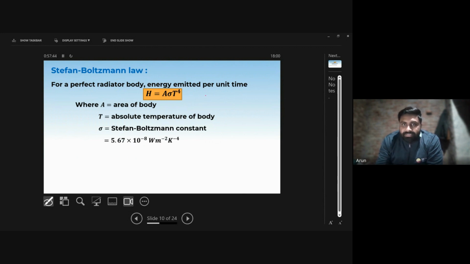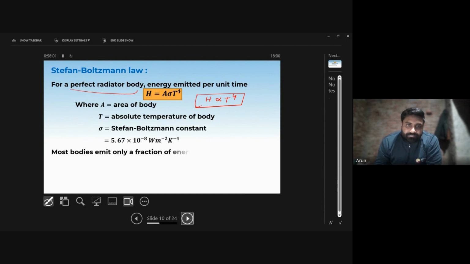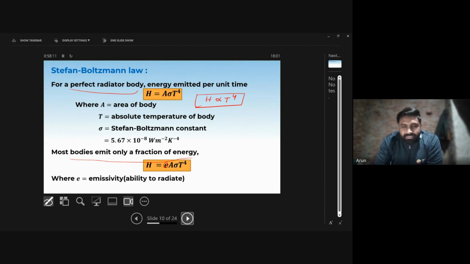So here you can say that the energy emitted is directly proportional to the fourth power of the absolute temperature. Now, this is for the perfect radiator body. But what if the body is not a perfect radiator? So we will use a term if only a fraction of energy is radiated. So we will use the emissivity. This E is nothing but the emissivity, and emissivity tells us about the ability to radiate.